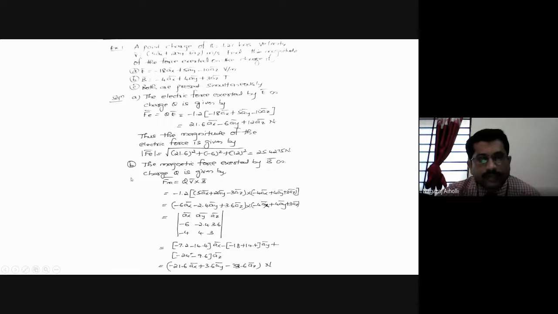Then moving on to the second part of the problem, the magnetic force exerted by B bar on charge Q. It is given by Fm bar, that is the magnetic force. Fm bar is equal to Q V bar cross B bar. Q is minus 1.2, V bar, the velocity vector, is 5ax bar plus 2ay bar minus 3az bar, cross B bar. B bar is given as minus 4ax bar plus 4ay bar plus 3az bar.